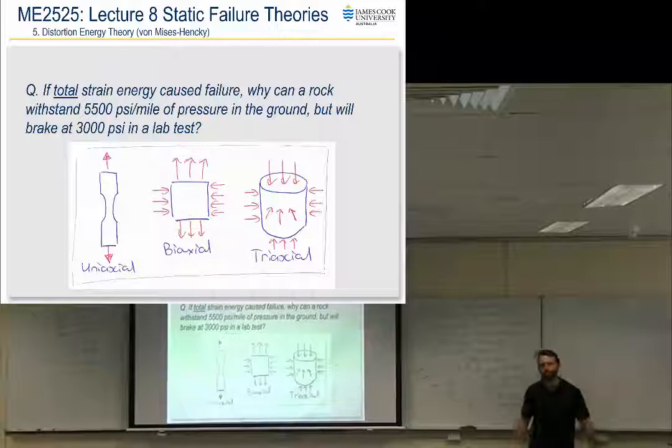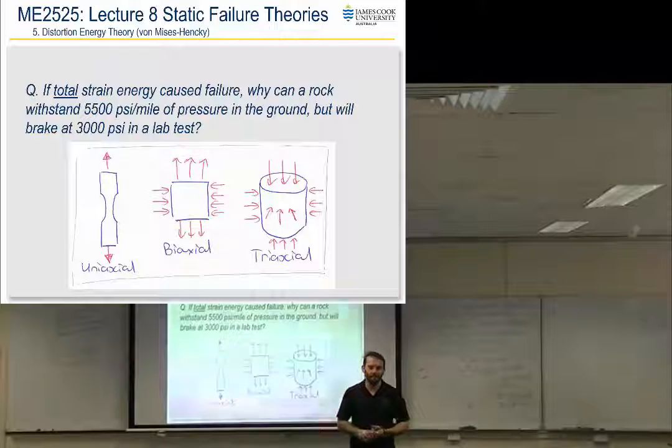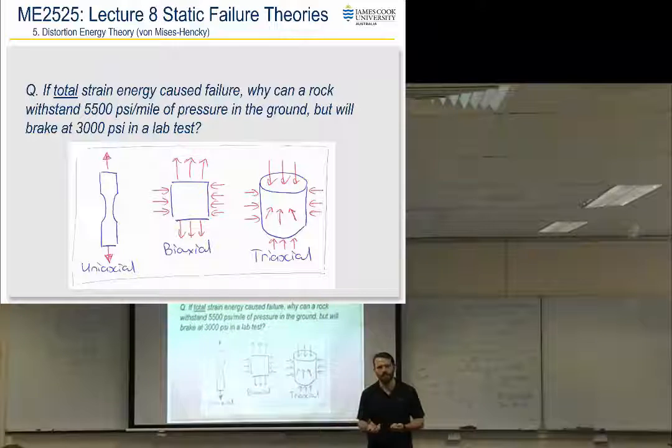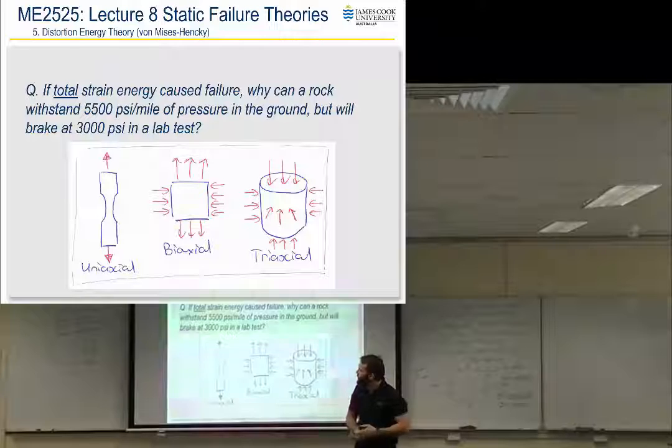And it's complete garbage. And the reason it's complete garbage is this. So, if total strain energy is causing failure, that should mean that, we have three different stress states, but let's talk about a rock. I've got a rock, and I go over there and do a compression test in the lab, so that's a uniaxial, that's one direction, and I squash it. It breaks at 3000 psi. Alright, so that's my amount of energy at failure for that. I can calculate a total energy for that, easy enough, right?